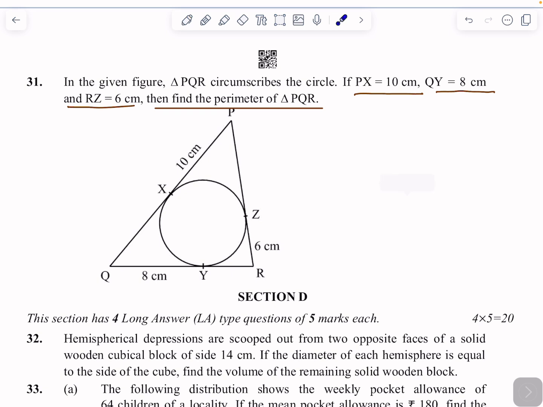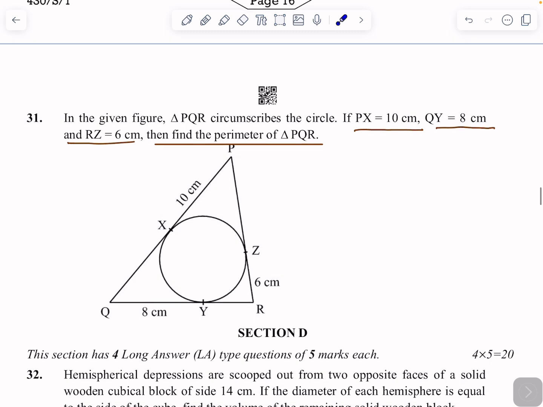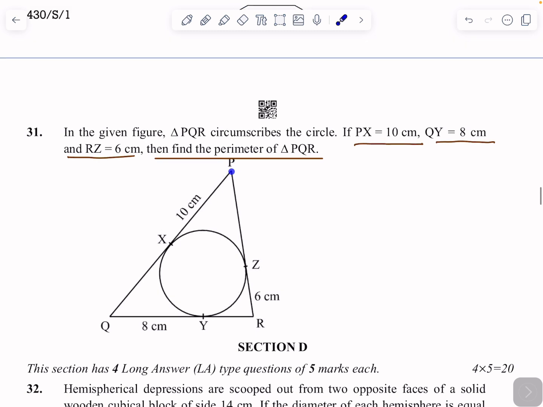Now you see, the lengths of tangents drawn from an external point to a circle are equal. So use that. Now Px and Pz are the tangents drawn from one external point, that is P, and these two lengths are equal, meaning Px equals Pz, which is equal to 10 centimeter. Px equal to Pz, which is equal to 10 centimeter, means this is also 10 centimeter.